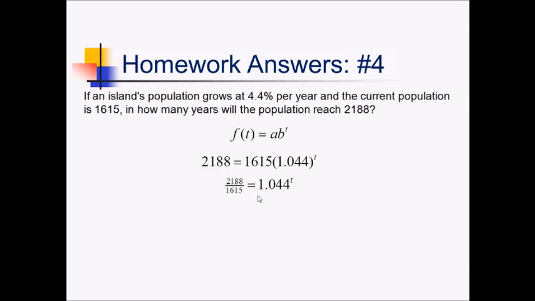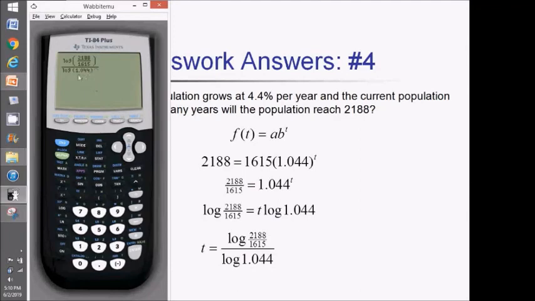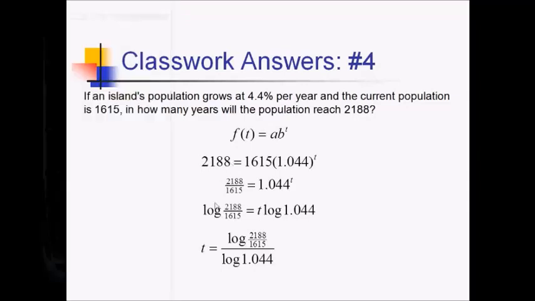Now we have to take the log of both sides. So that's log of the fraction equaling t log of 1.044. Next, we divide by the log of 1.044 to get t by itself. And now it's time for the calculator. So if you're wondering how I got this fancy fraction, I did alpha y equals and then n over d gives me the fraction bar. So pressing enter on all that now, we've got 7.05, and that's going to be years.